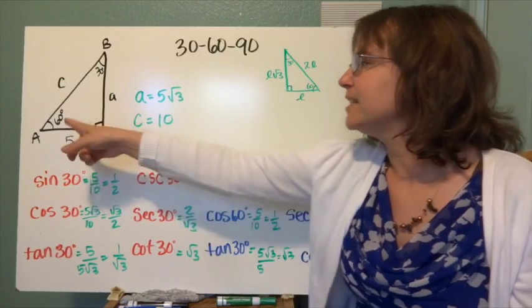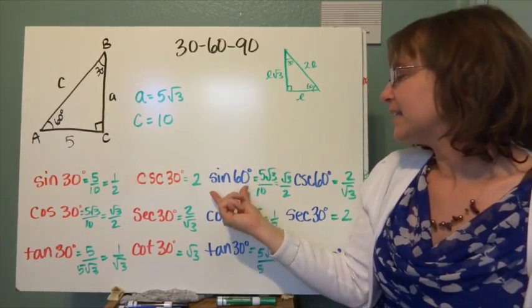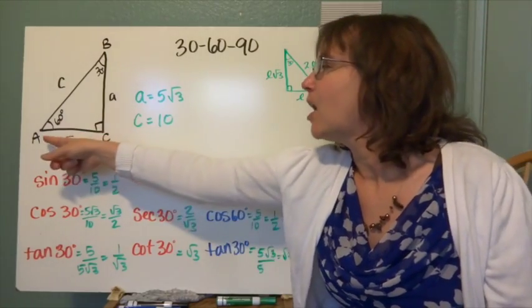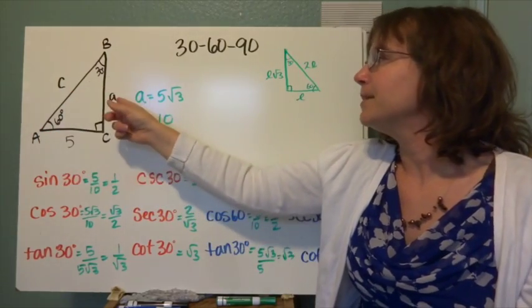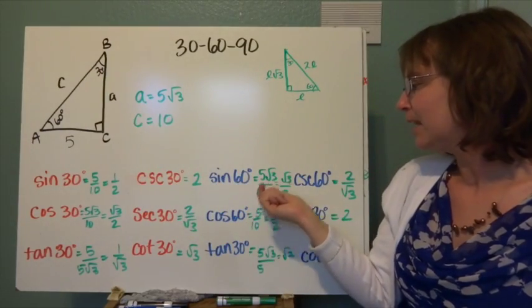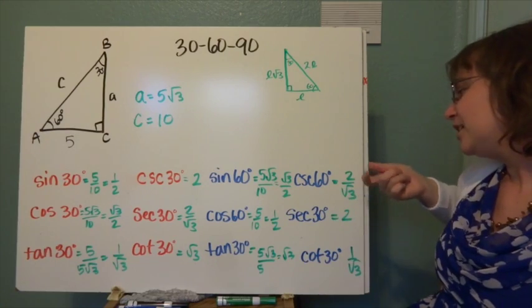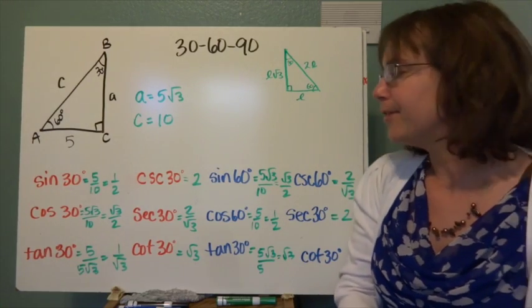Now if we take a look at this other angle, 60 degrees, that's my angle A, we can take the sine of that as well. Sine of 60 degrees is going to be opposite, which is 5 rad 3, over hypotenuse, which is 10. And then simplifying, rad 3 over 2. Cosecant of 60 degrees is just that reciprocal, 2 over rad 3.